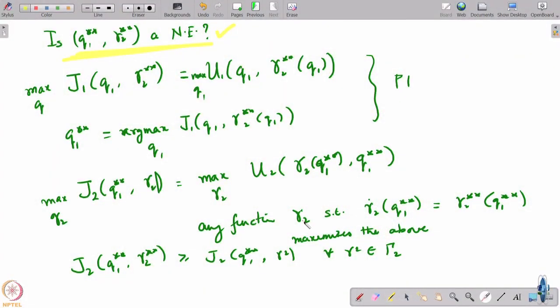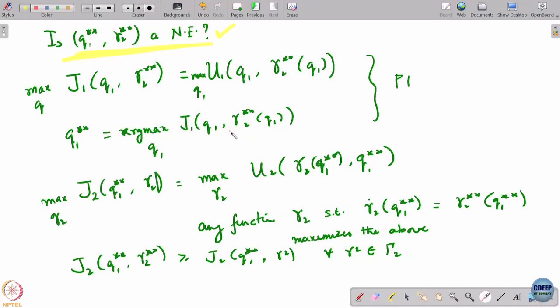No. Exactly. See, it is still a best response to Q1 star star. That other bogus gamma 2 that I just mentioned is still a best response to Q1 star star, but Q1 star star is not a best response to that. There is no guarantee. Q1 star star is obtained by assuming player 2 is playing gamma 2 star star. The optimal quantity for player 1 to play is Q1 star star when player 2 is playing gamma 2 star star. If player 2 decides to play something else, then the quantity for player 1 would also change.